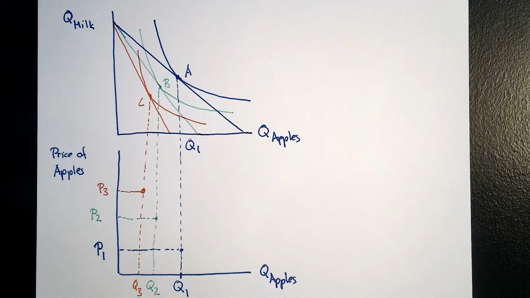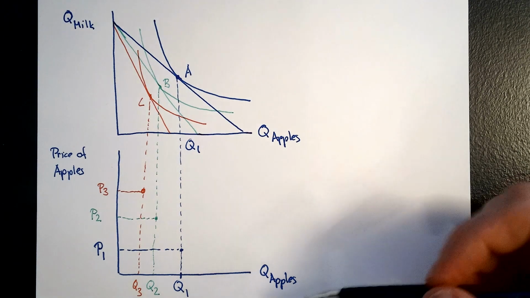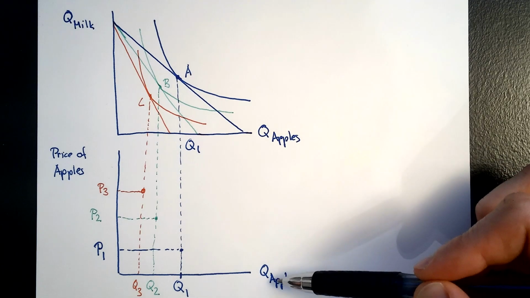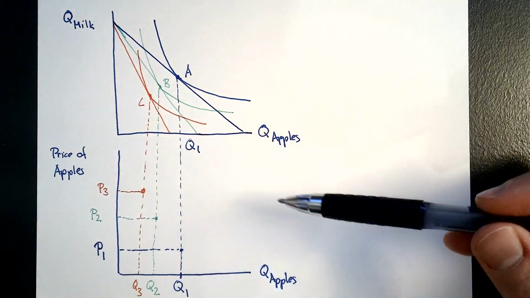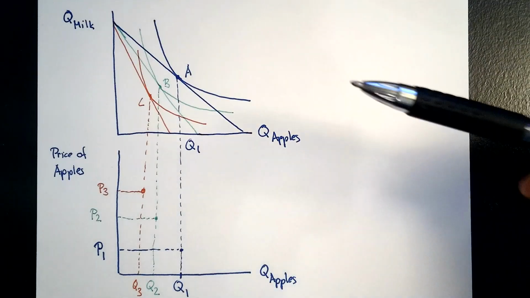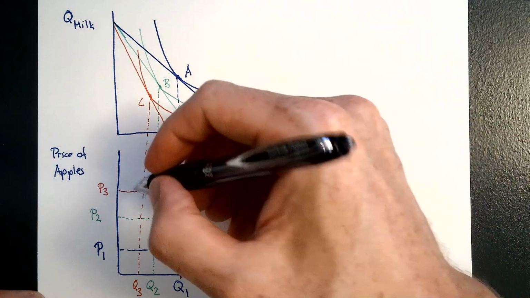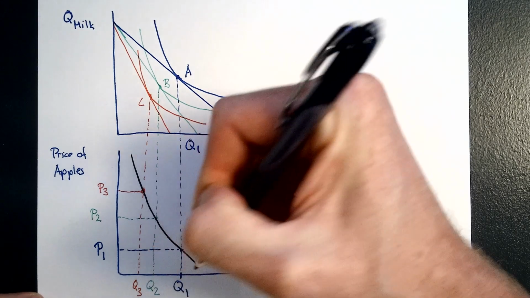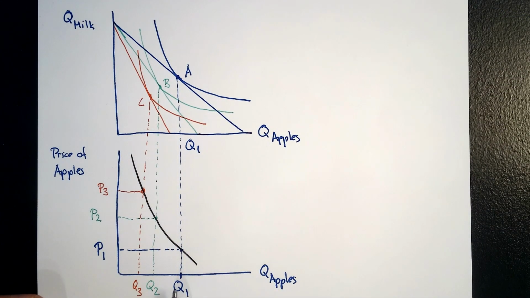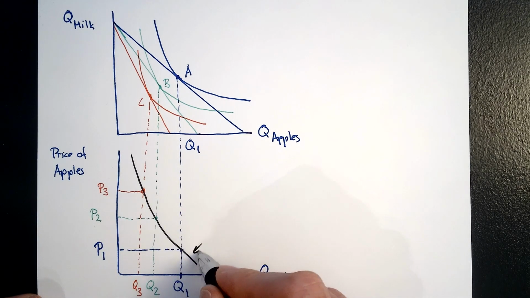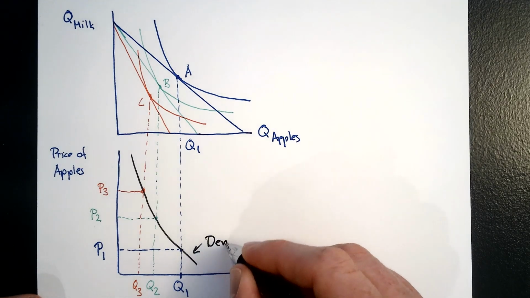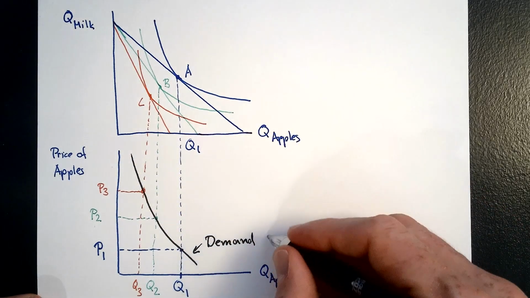So now what you can see in the bottom graph is the relationship between the quantity of apples and the price of apples. And if you do this for various prices, you can observe what quantity of apples the consumer chooses. Hence you get a graph that shows the quantity of apples consumed for various prices. And this relationship, when we have the physical units of a good on the horizontal axis and the price on the vertical axis, is the demand function. So this black line here is the demand function for apples.